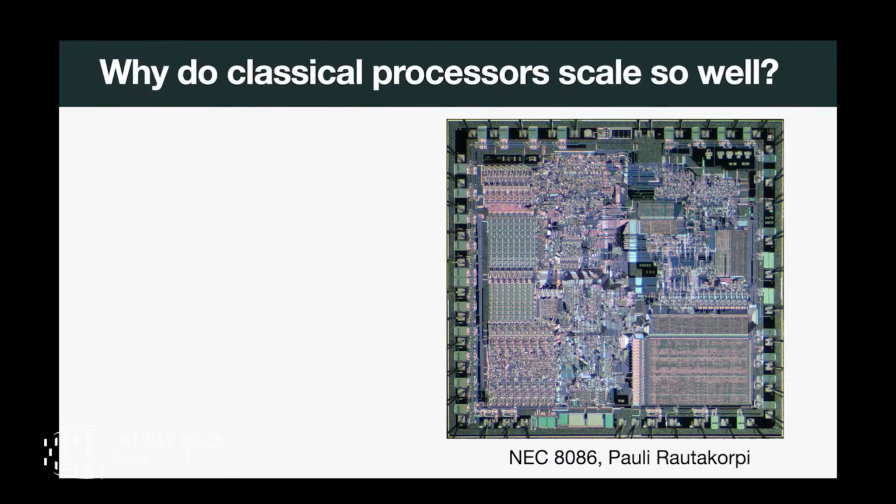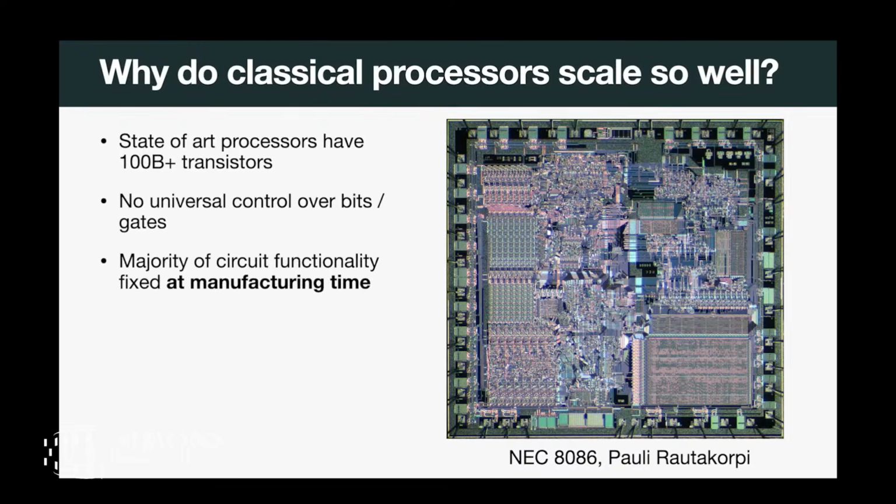Classical processors scale really, really well. A typical state-of-the-art processor might have on the order of 100 billion transistors, where a transistor, as your atomic unit of computation, you should think of as a qubit. And we don't universally control all the bits in our classical processor. The general idea is that the majority of what the circuit is doing is fixed at manufacturing time.